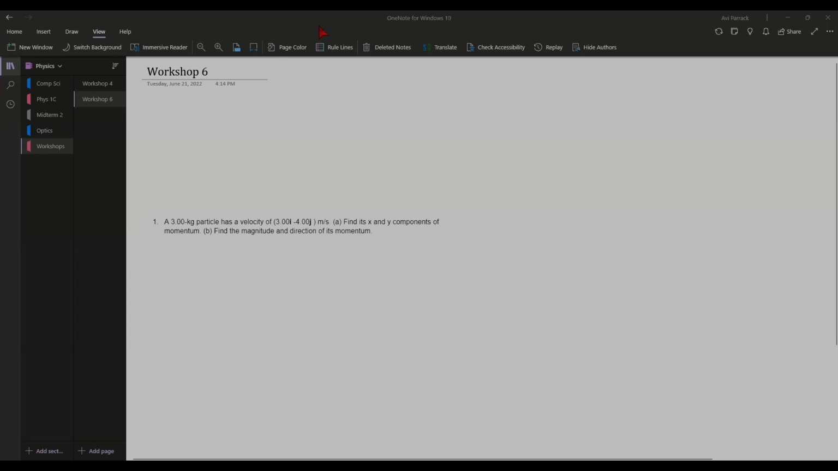Okay, hello everybody. Getting started with workshop number 6 here. Workshop 6 for physics. Today we're going to talk about collision and momentum. We're going to work some problems involving that.